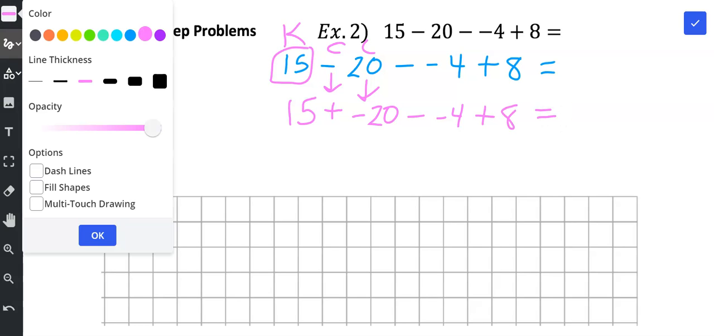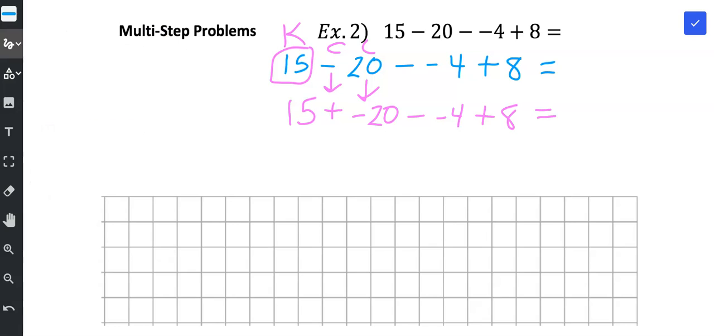Next, I'm going to focus on changing this part right here, negative 20 minus a negative 4, to addition. So I'm going to keep the negative 20, so that stays the same. And then I'm going to make my two changes. I'm going to change the subtraction to addition, and then I'm going to record the additive inverse of the negative 4, or the opposite of negative 4, which is positive 4.